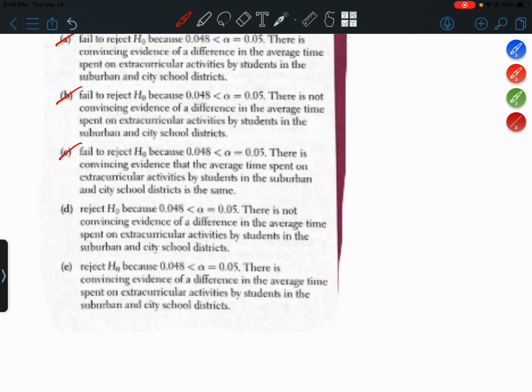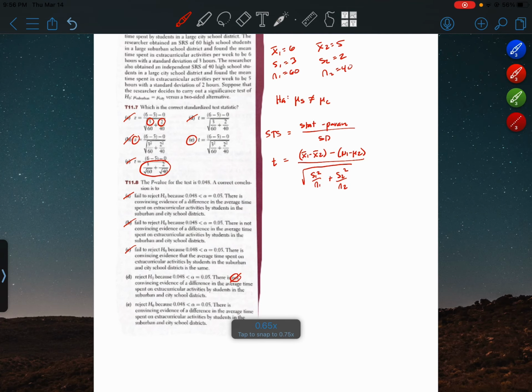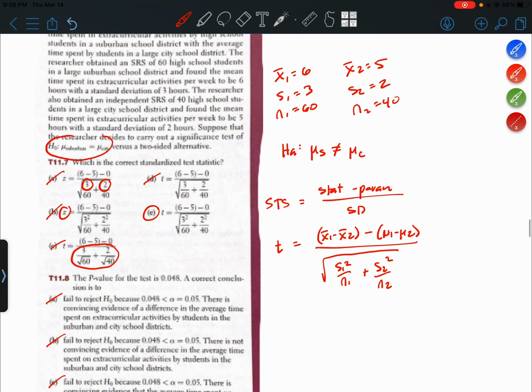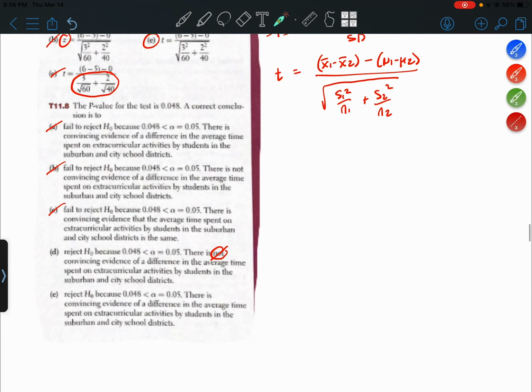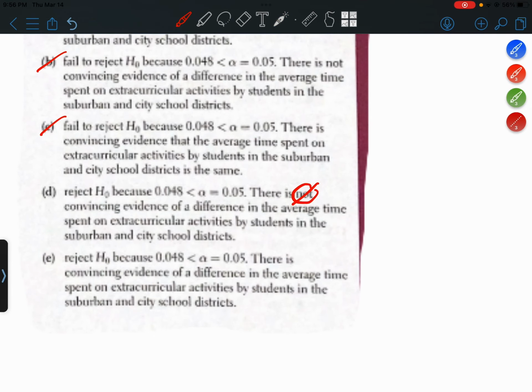All right, so that leaves us with two choices now. D says reject the null hypothesis because 0.048 is less than 5%. There is not convincing evidence of a difference in the average time spent on extracurricular activities by students. No, that's wrong. There is convincing evidence, right? The result is statistically significant, right? We've rejected the null hypothesis, which means that we have convincing evidence for the alternative. The alternative says that there's a difference, that they're not equal. All right, so D sounds incorrect to me.